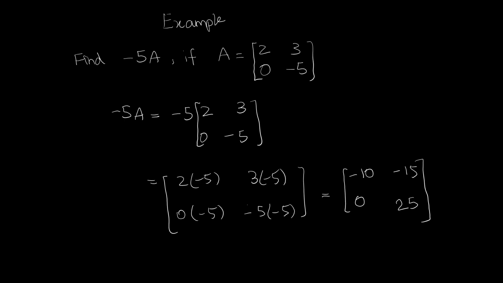Please note that in this case, there are no limitations on the order of the matrix. We can multiply any scalar with any matrix, literally. And also notice that the order of the matrix remains the same. Initially, the order of A was 2 by 2, and similarly, the order of minus 5A was also 2 by 2. The scalar multiplication can be applied even if the number of rows and number of columns are not equal to each other.